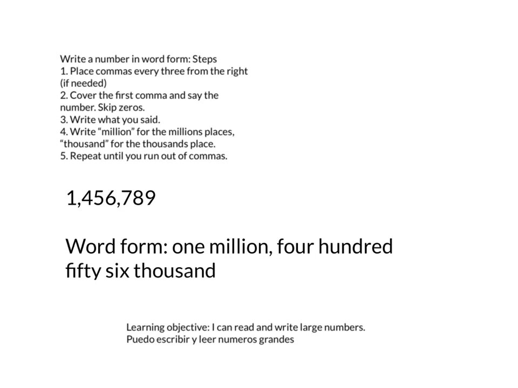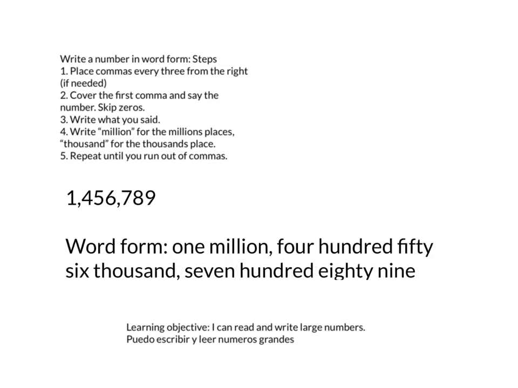And let's continue. Repeat until you run out of commas. Okay, we ran out of commas, so we're going to finish up by saying the last part of the number, 789. Let's write a comma, 789. Okay, now I have the word form of my number. 1,456,789. And there it is. Lovely.